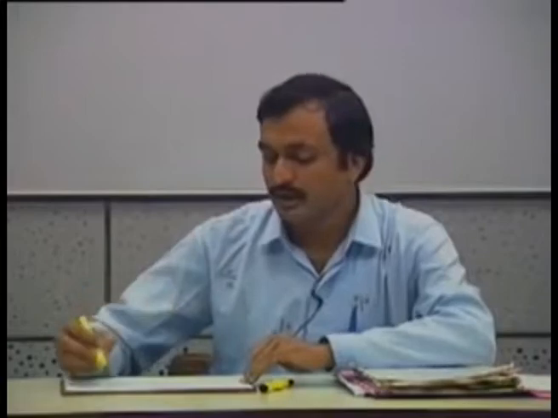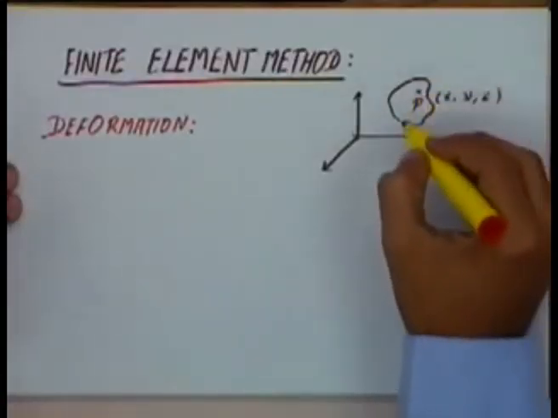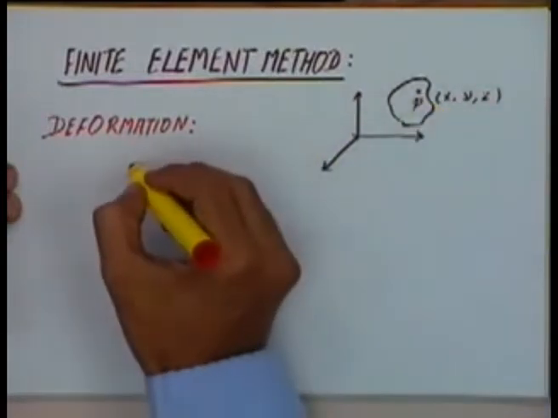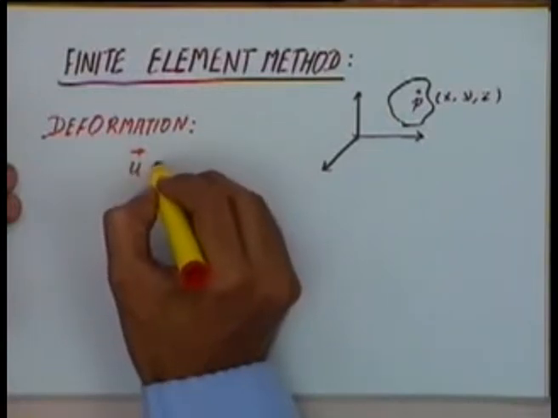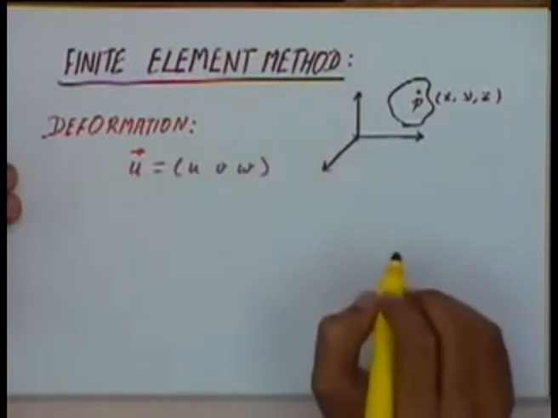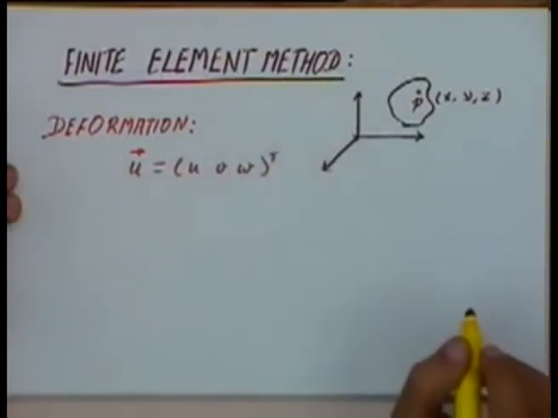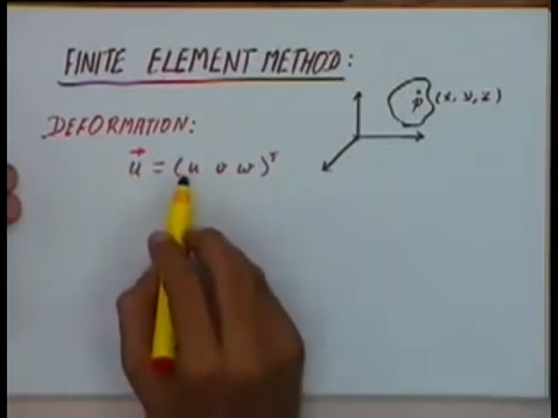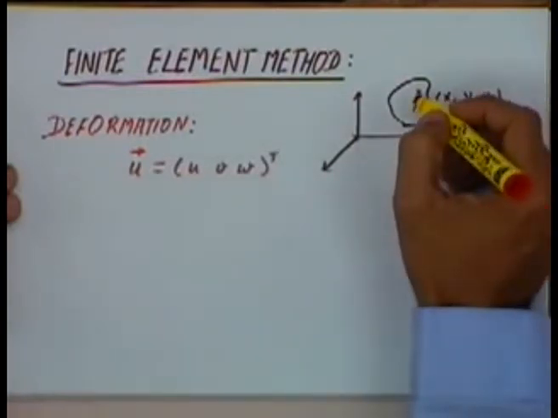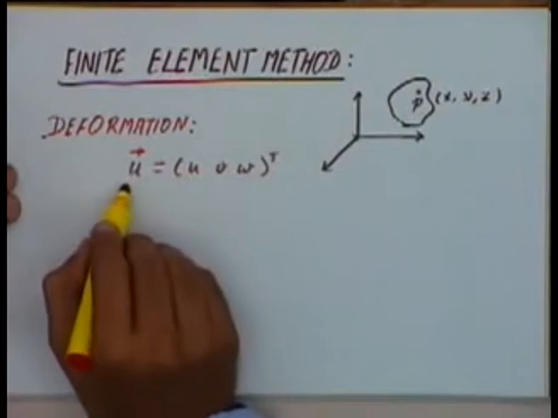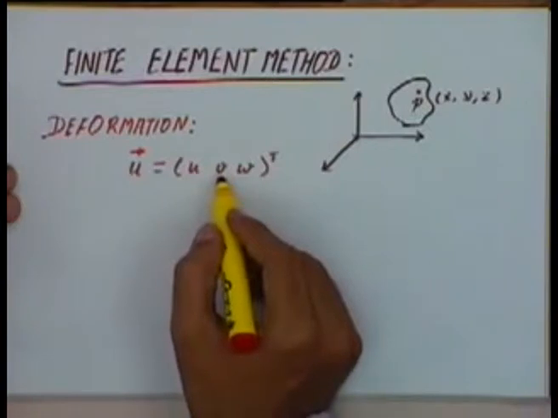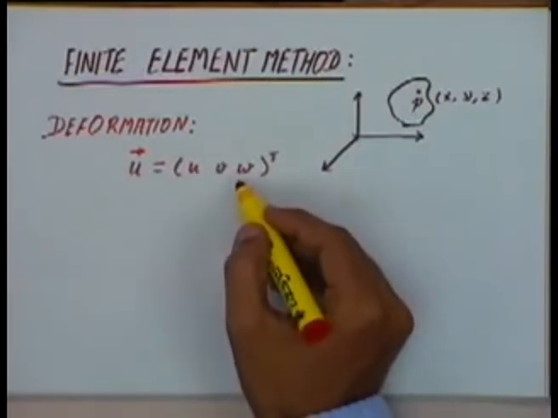In terms of notation, if you have any three dimensional entity and in that there is a point P given by x, y, z, then the deformation at this point P, that is a vector u, will consist of three deformations, u, v and w, and we will represent it as a column vector. So this deformation vector u will have three components: u for deformation in the x direction, v for deformation in the y direction and w for deformation in the z direction.